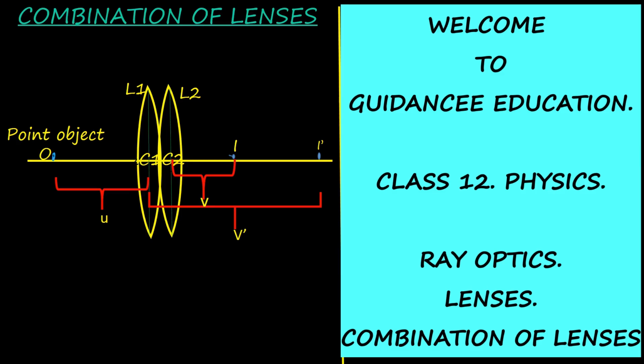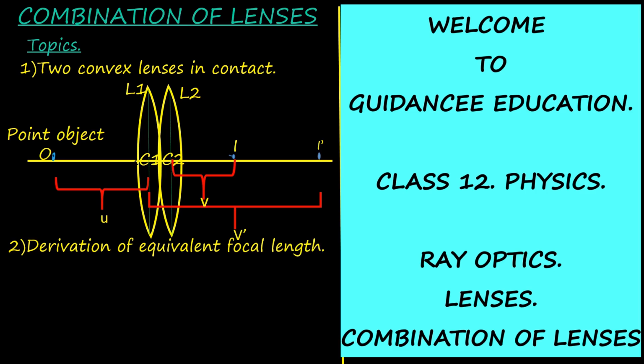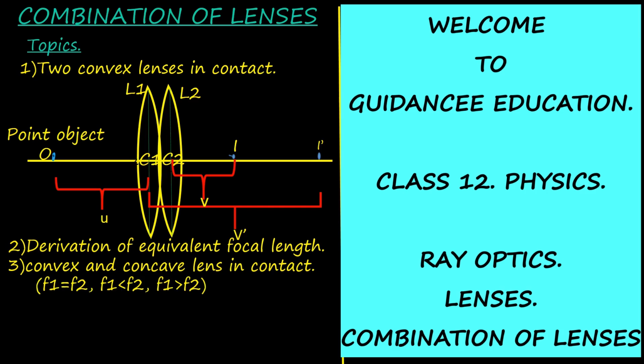In this video, we are going to discuss combination of lenses. We will be discussing the following subtopics. Two convex lenses kept in contact. Derivation of equivalent focal length when two lenses are kept in contact. Convex and concave lens kept in contact. Under this heading, we will see when f1 is equal to f2, f1 is less than f2, f1 is greater than f2. We will see several lenses in contact.